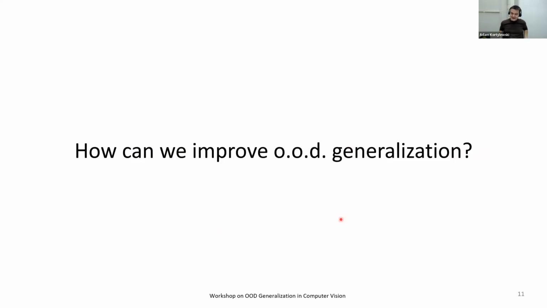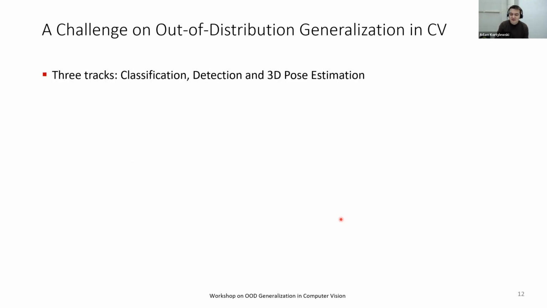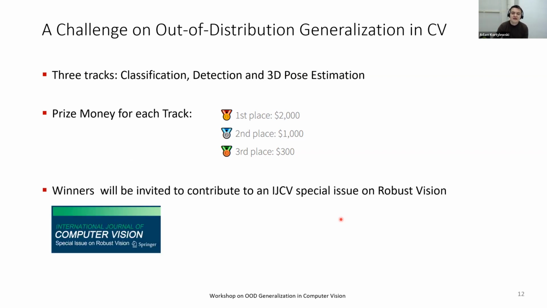The big question remains: how can we improve out-of-distribution generalization? And to answer this question, we've organized a challenge here at this workshop. Three tracks: one image classification, one object detection, and a 3D pose estimation track. And we had prize money funded by the Future Fund Granting Program for the first three places in each track. The first place winners will also be invited to contribute to an IJCV special issue on robust computer vision.